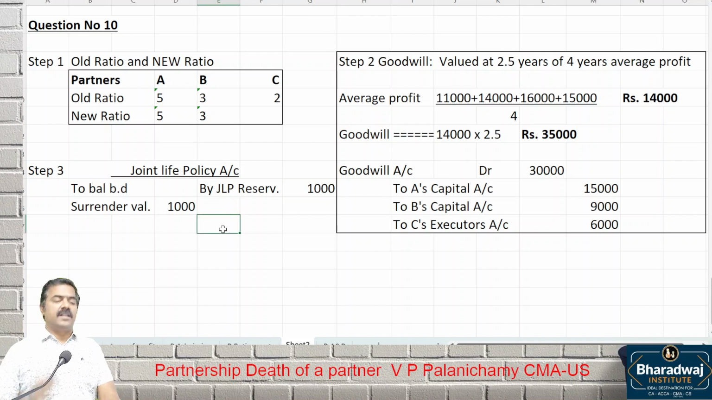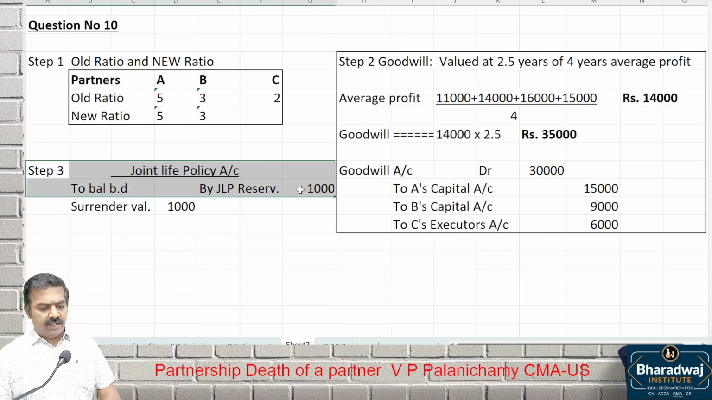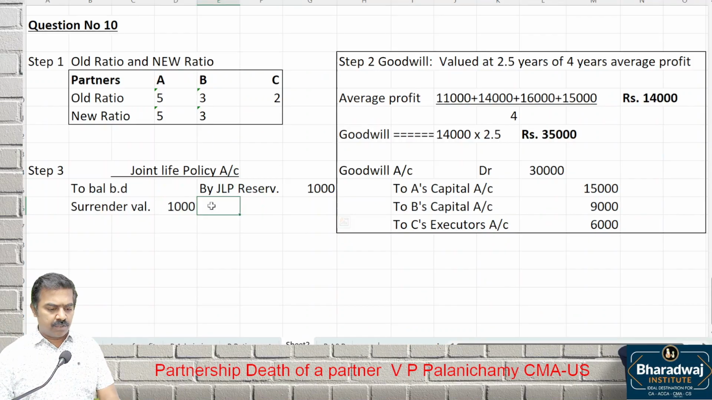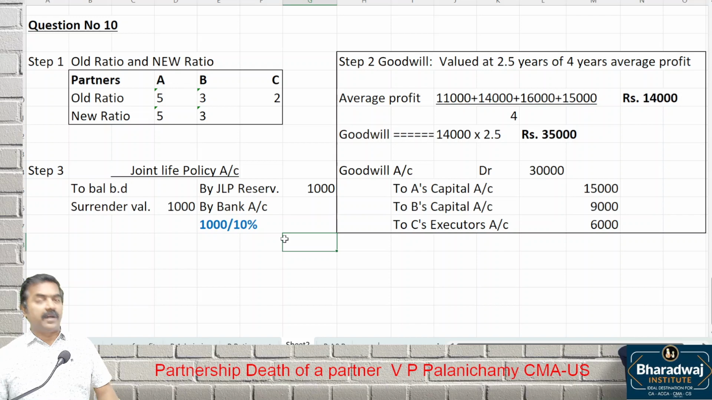Now what will be the policy value? It is given that 10%. This 1000 is 10%. This 1000 is how much? 10% of the policy value. 10,000. So the firm will get policy value 1000 divided by 10%. Wait, is it a joint policy or several policy? Joint policy, because we are not given policy on the individual names of partners. So it is a joint policy.